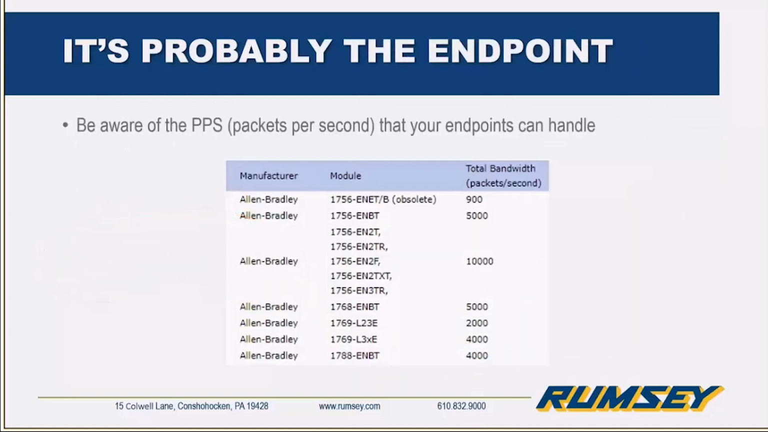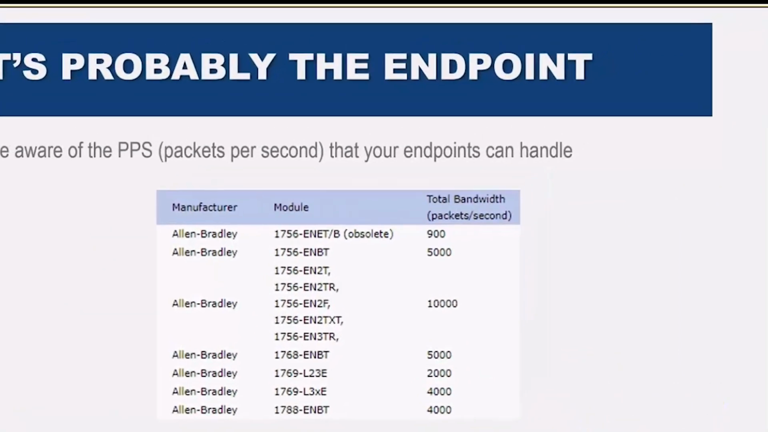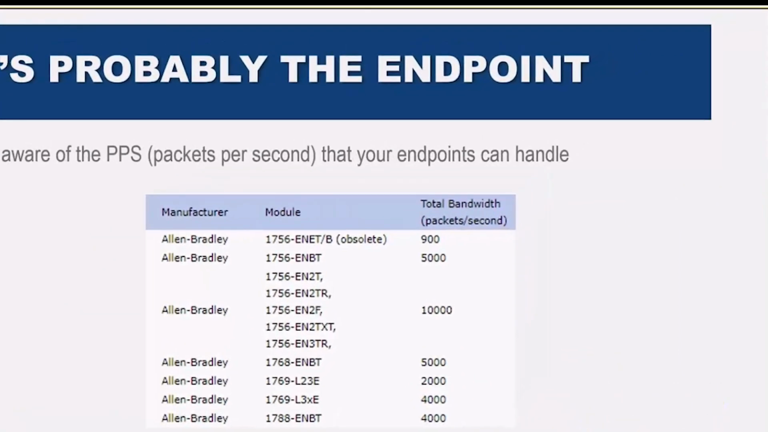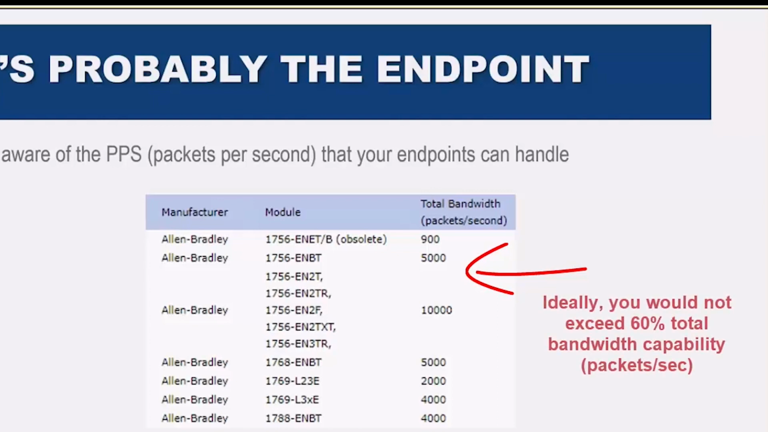Here is an example of some specifications showing the packets per second values that various Ethernet interfaces can handle. For example, the very common EN2TR can handle a total of 5,000 packets per second. If you use IAB, Integrated Architecture Builder, to simulate your network, it will calculate what percentage of your network adapter is being used. And typically, it's not recommended to exceed 60% capacity.